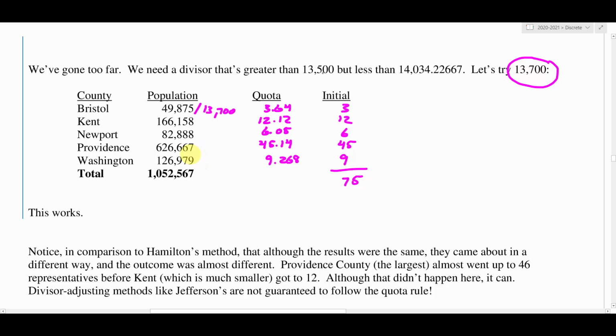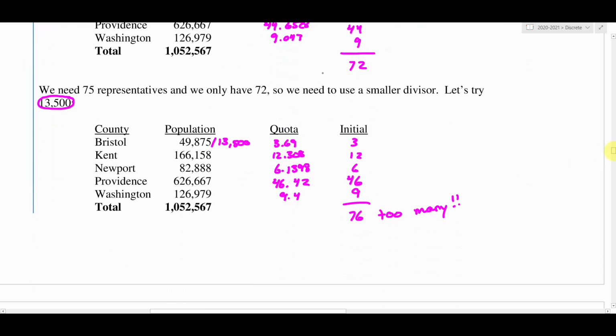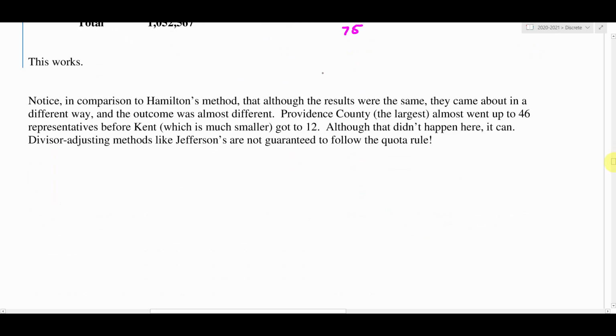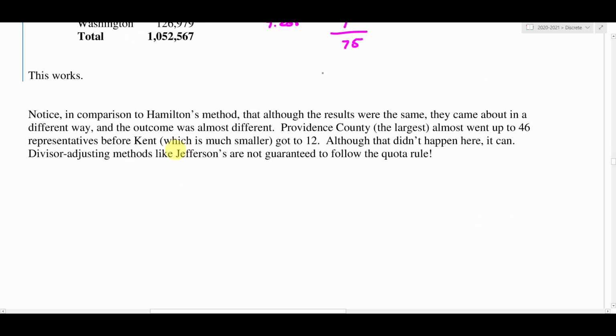Okay. One of the other issues with Thomas Jefferson's method was that it doesn't always follow the quota rule. You might have noticed in our previous one here, our initial apportionment was 44, and when we lowered that divisor for Providence, they jumped up to 46. So the difference between the original quota that we got and our final with Jefferson here was almost 2. All right, and that actually violates the quota rule, and it can happen. It's not guaranteed to follow that quota rule, which is an issue. Okay, so Jefferson is not guaranteed to follow this rule.